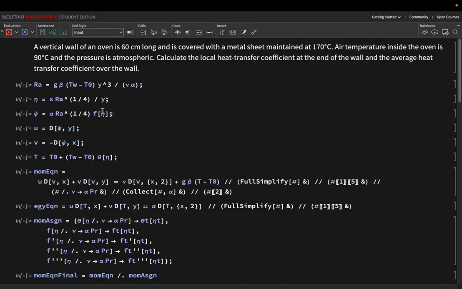Whenever you have square brackets, that essentially denotes a function. So when I write f square brackets eta, it means f is a function of eta.